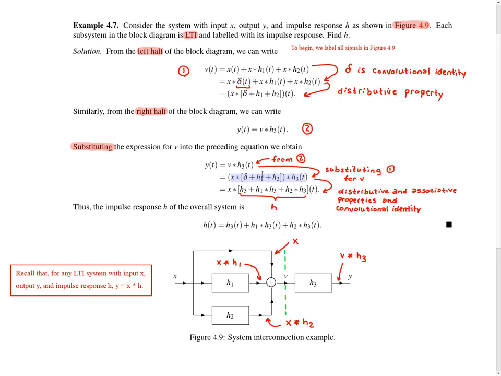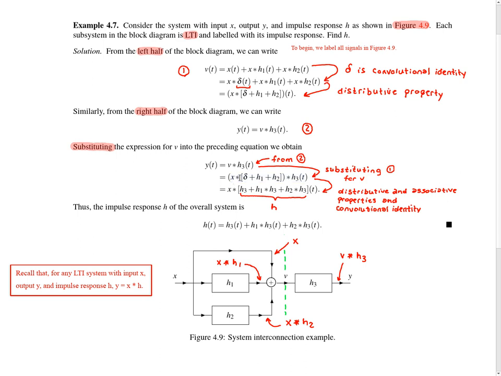Now we want to write this equation so that on the left-hand side we have Y, and on the right we have X convolved with something. If we can write Y equal to X convolved with something, that something must be the impulse response of the system we're dealing with, in other words the system with input X and output Y. And this is what we're looking for in this problem. So with some minor adjustments to this formula, using some properties of convolution, we can manipulate this right-hand side so that it has the form X convolved with something.